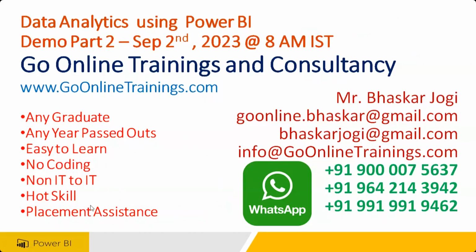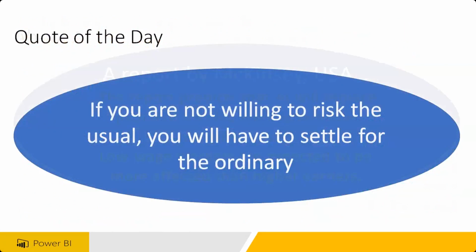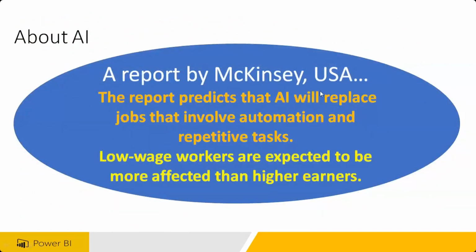And if you have your friends, ask them to contact us so that they can also get into IT industry because of AI. Because of AI, smaller wage jobs are getting automated. Remember, okay? The report predicts that AI will replace the jobs that involve automation and repetitive tasks. Low wage workers are expected to be more affected than the higher earners. Remember, okay? So 8 crore jobs, that is 80 million jobs, are going to be affected. But 10 crore jobs, 100 million jobs, are going to be created because of AI. But definitely you need to upskill, reskill, and unlearn a lot of things and learn new technologies so that you will have new opportunities because of AI.